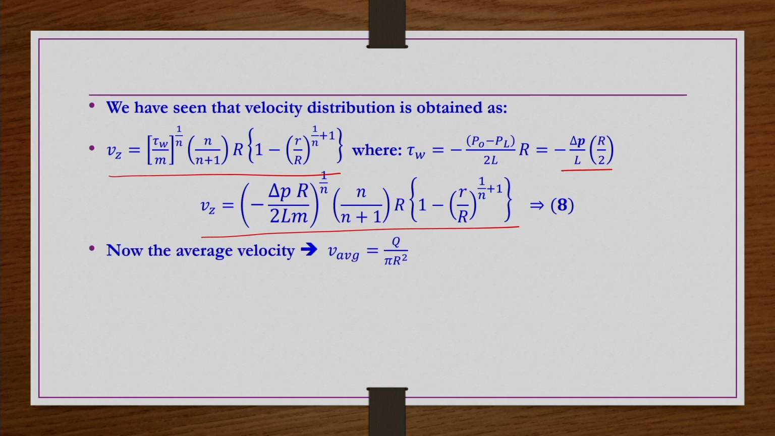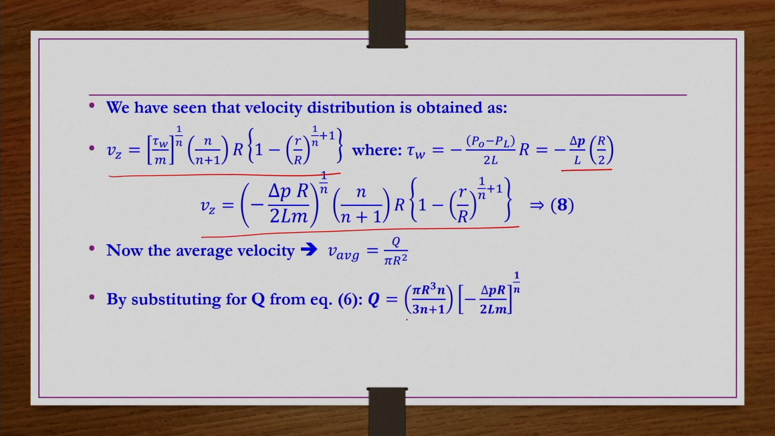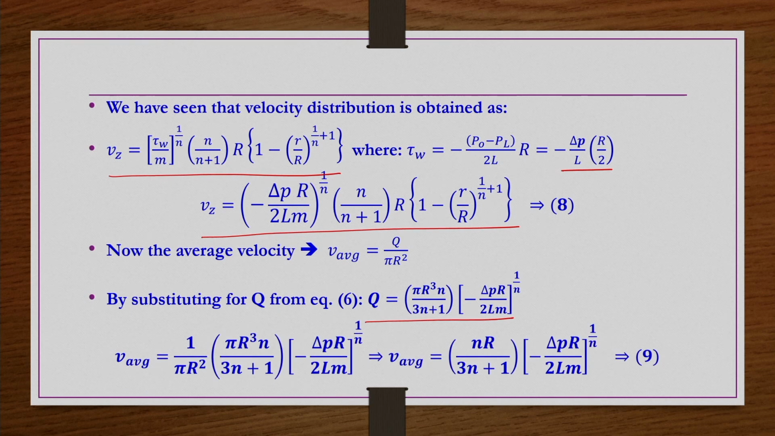Now, if you wanted to find out the average velocity, you have to divide the volumetric flow rate by the cross-section area of the pipe through which the fluid is flowing. So Q divided by pi r square gives the V average. Q is the expression we just got, equation number 6. If you divide it by pi r square and simplify, V average is n R by (3n plus 1) multiplied by (minus delta P by L, R by 2m) whole power 1 by n. This is what we have.